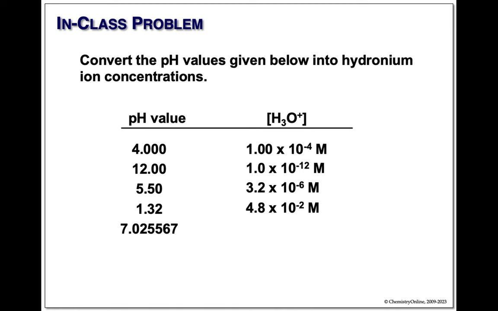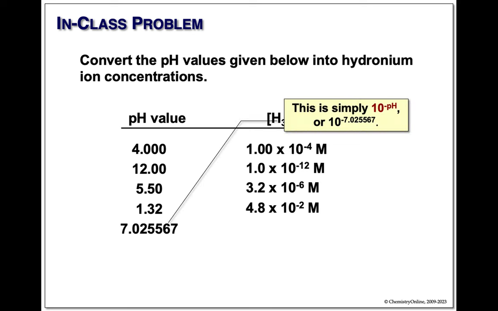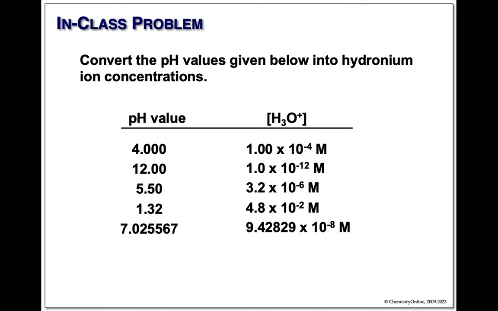You can have lots of digits. The pH meters that we use in the research labs could actually give numbers like this. Extremely expensive, a $20,000 pH meter. But nonetheless, same process, 10 to the minus 7 point whatever. And here's our hydronium ion concentration. Any questions?